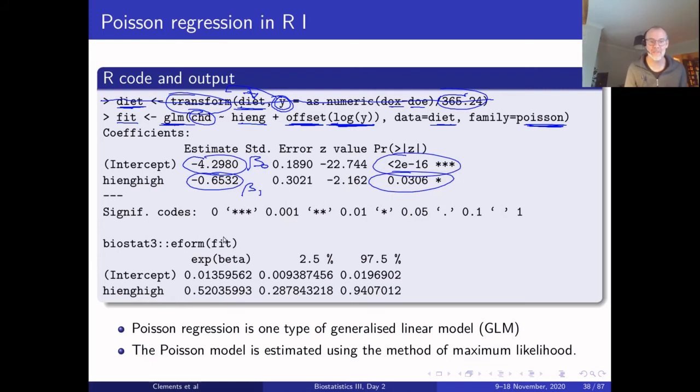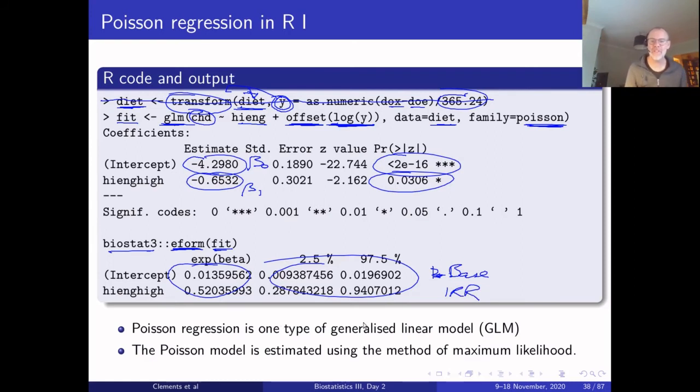Then we can use a utility function from the Biostatistics III package, where we get the exponential form from this object, and this gives us the incidence rate ratios and the 95% confidence intervals. This is the baseline rate, and then this is the incidence rate ratio.